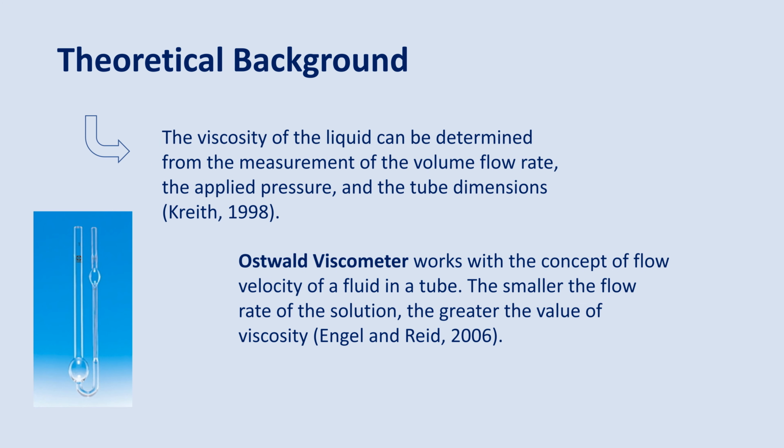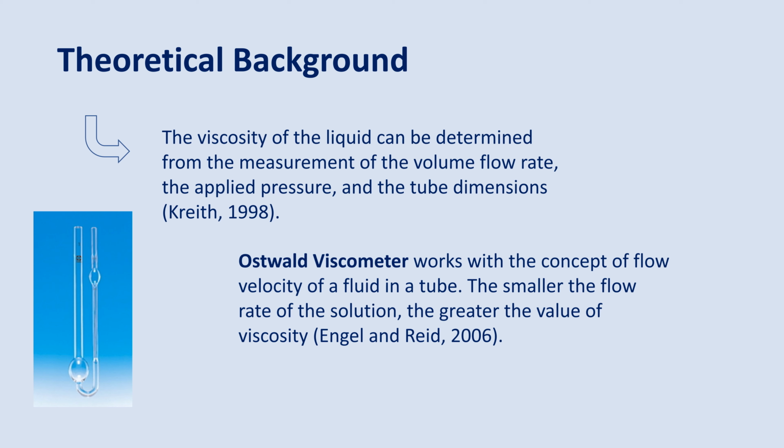And the second theoretical background is about the viscometry. Viscometry is the technique of measuring the viscosity of a fluid. The viscosity of the liquid can be determined from the measurement of the volume flow rate, the applied pressure, and the tube dimension from the journal Grade 1998. And the Oswald viscometer works with the concept of flow velocity of a fluid in a tube. The smaller the flow rate of the solution, the greater the value of viscosity from the journal Engel and Ray 2006.